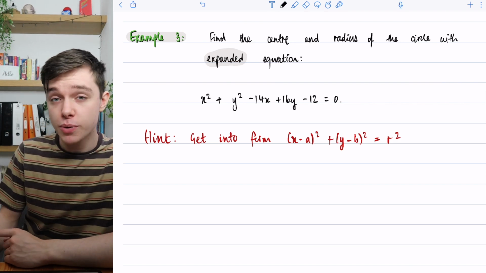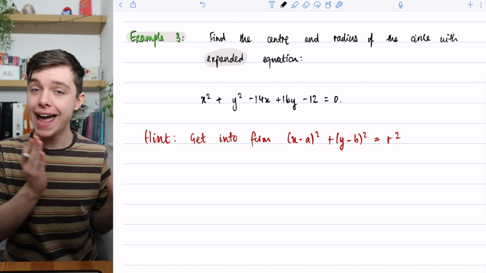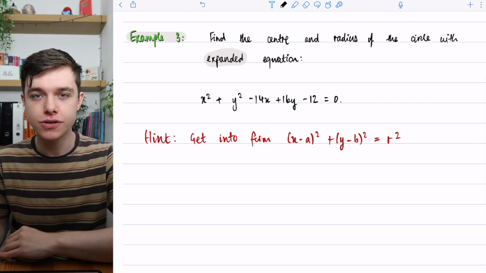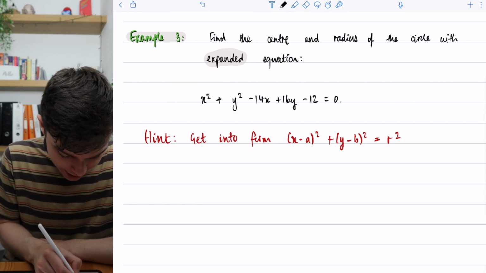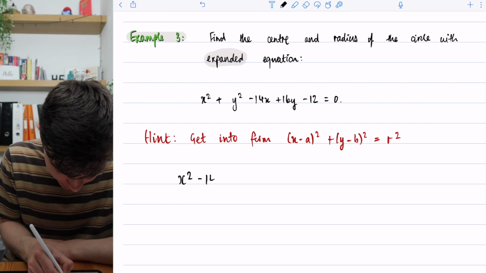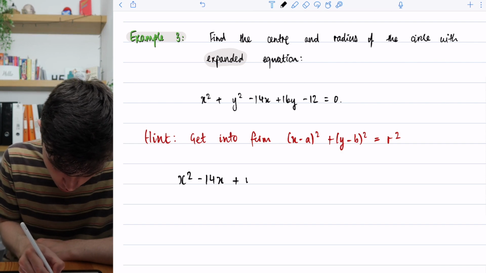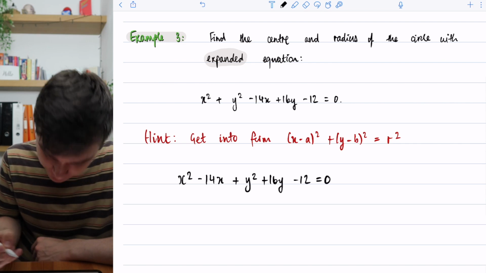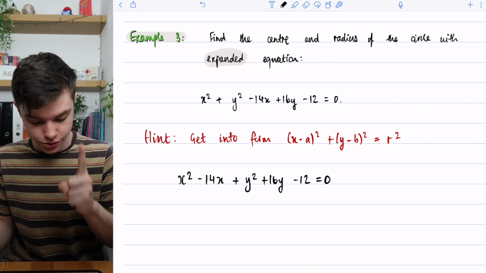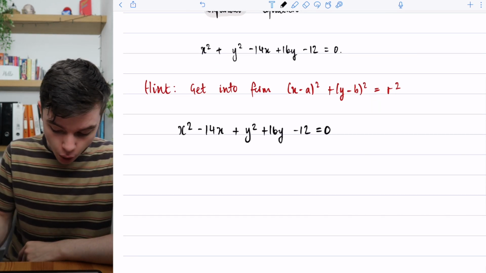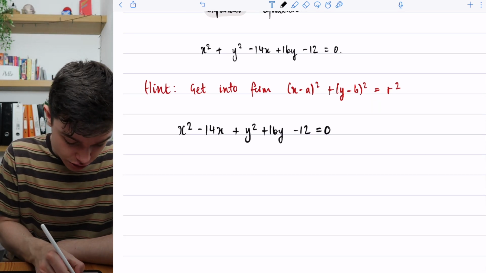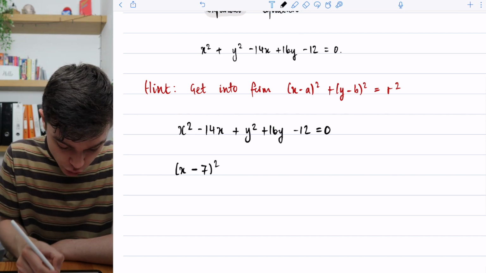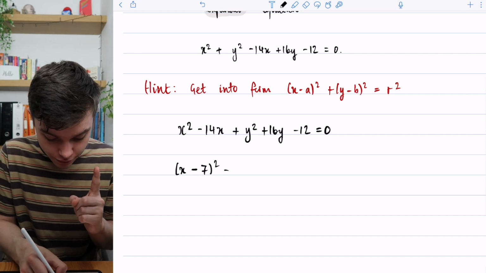But what we're going to do is collect our like terms first. I'm going to put all the x things together, all the y things together, and then I'm going to have my constant on the end. So we'll have x squared minus 14x plus y squared plus 16y minus 12. And then I'm going to complete the square on the x parts. So we'll have x minus half our 14, which is 7, squared, and take away 49.